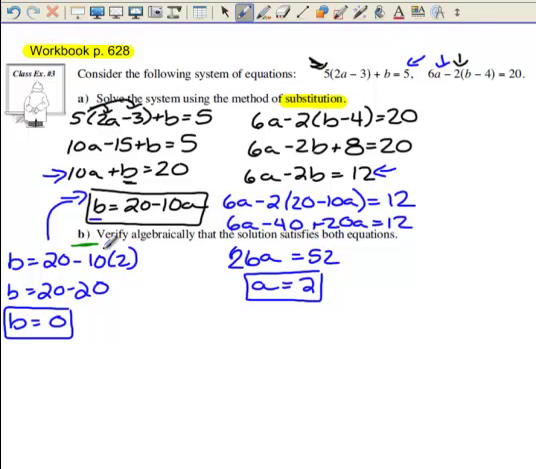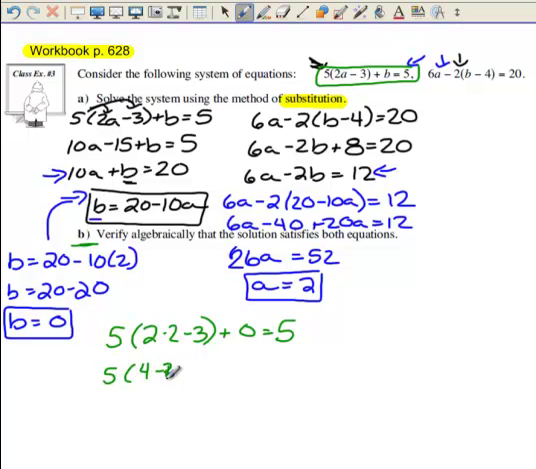Part B wants us to verify this algebraically, so take those values, substitute them into the equation you originally started with, and see if they work. Now in this case I am going to go right back to the original just in case I made a mistake somewhere. So 5 times 2, and then wherever I see an a, I'm going to write a 2, minus 3, plus b, which is 0, and just check, does that equal 5? So this is going to be 5 times 4 minus 3, plus 0, or 4 minus 3 is 1, so 5 plus 0 equals 5. Yes, it does.